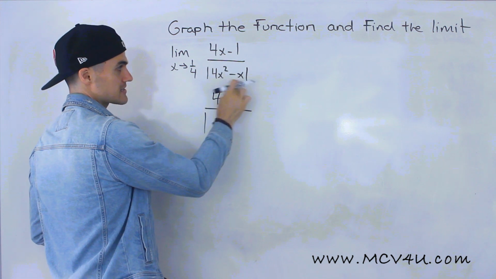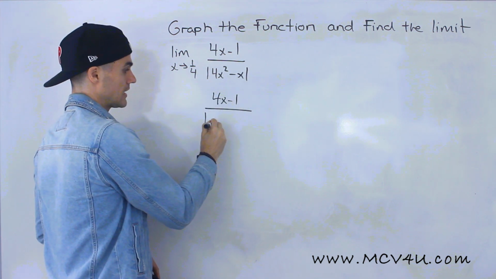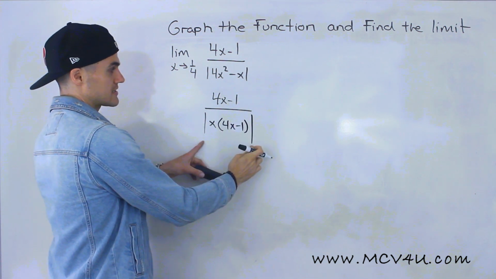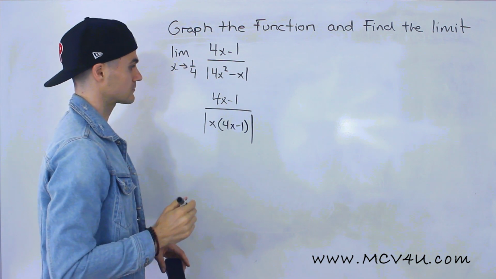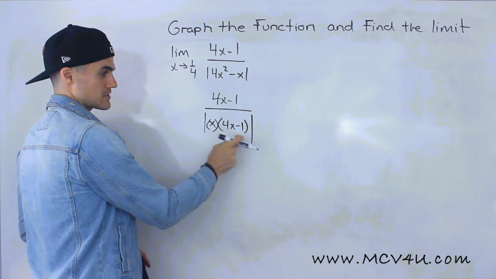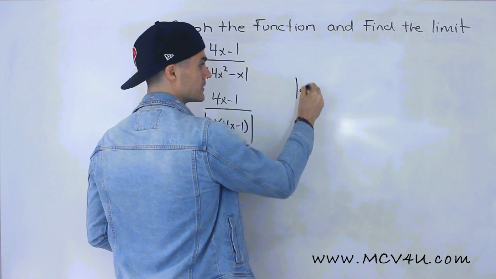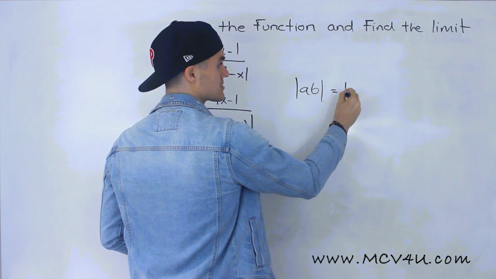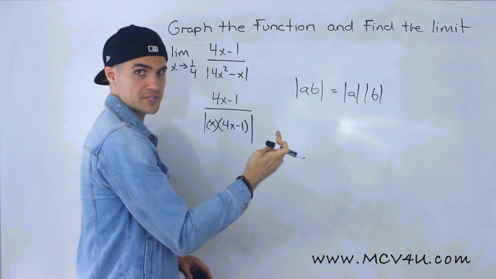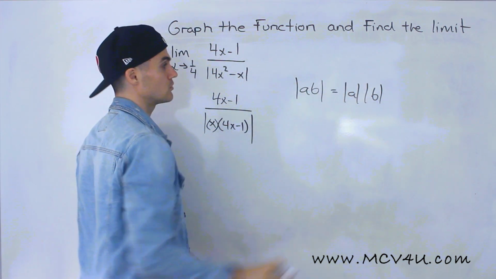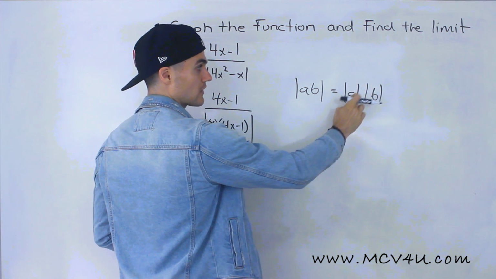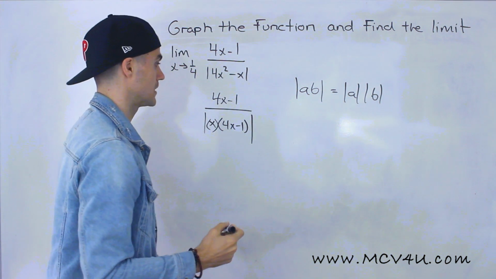So notice that an x is common to both of these terms. So if we take out an x, we'd end up with 4x minus 1 in brackets. And remember, that's still all within that absolute value. And whenever you have something like this, notice we're multiplying two things within an absolute value. Whenever you're multiplying two things within an absolute value, then you could just split that absolute value into both of those elements, or however many elements you are working with. So if you got the absolute value of AB, that's going to equal the absolute value of A times the absolute value of B.